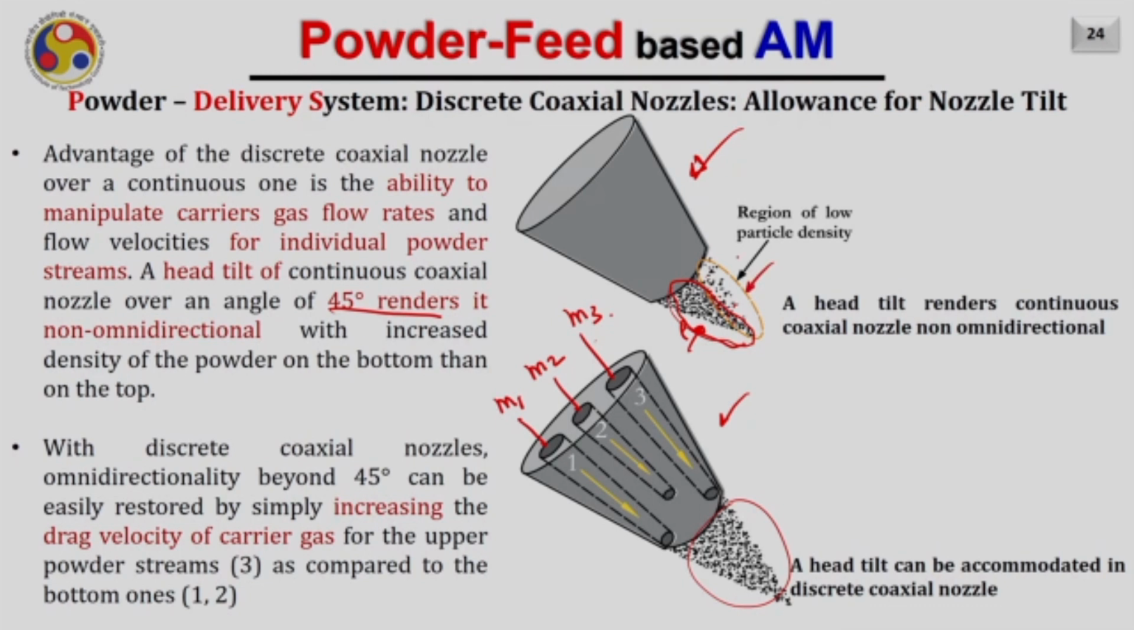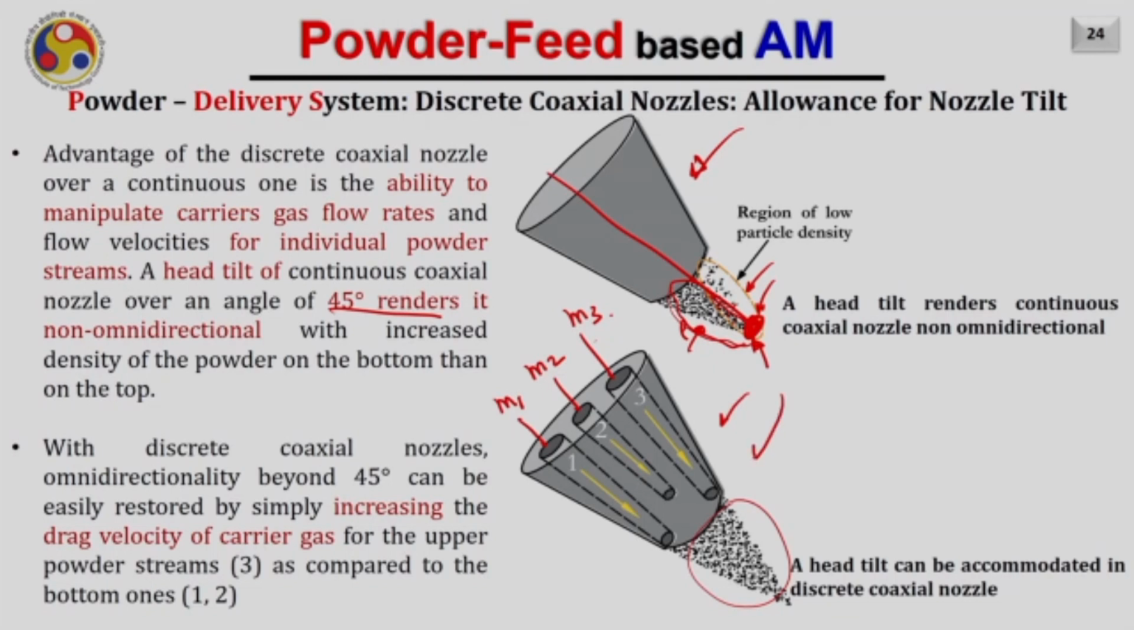As a result, if your laser is coming also like this and it is making a spot, there is no material available on the right side of the spot, while there is a lot of material available on the left side of the spot. As a result, the material property which you will obtain in the deposition may vary if you change the direction of deposition.